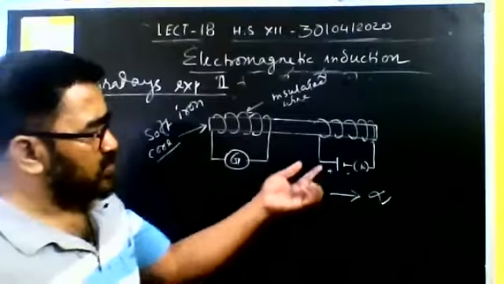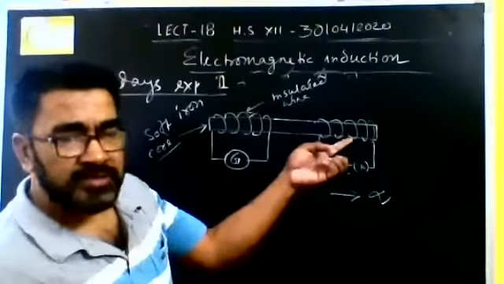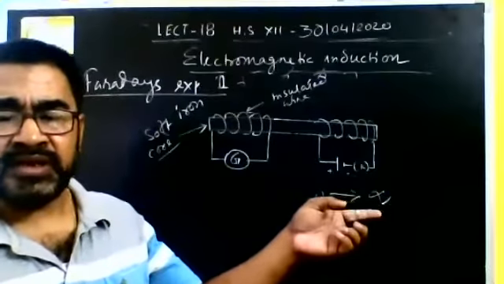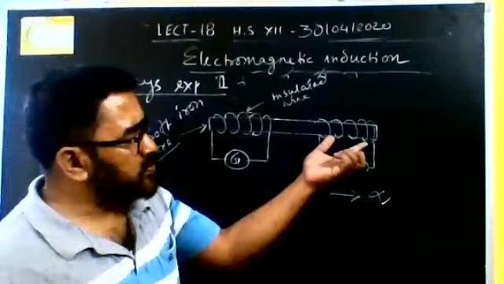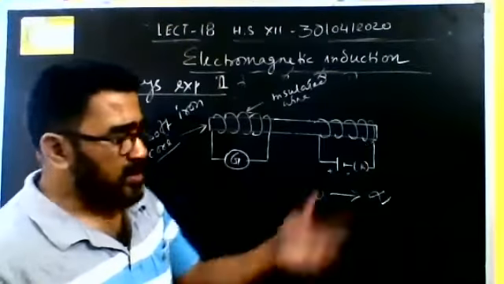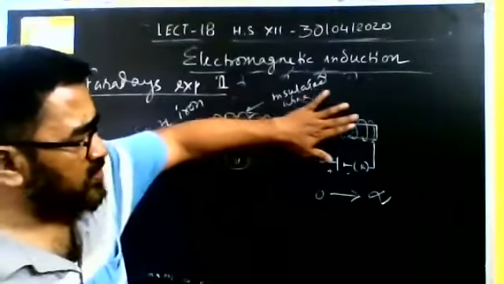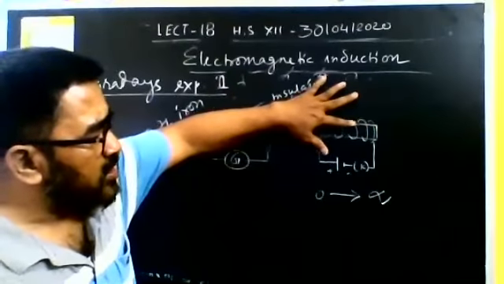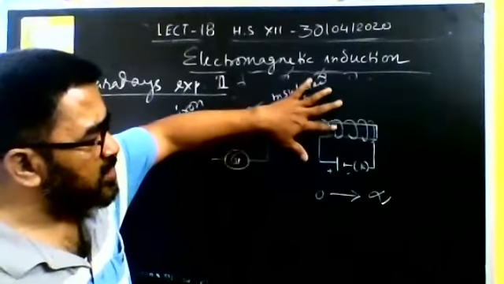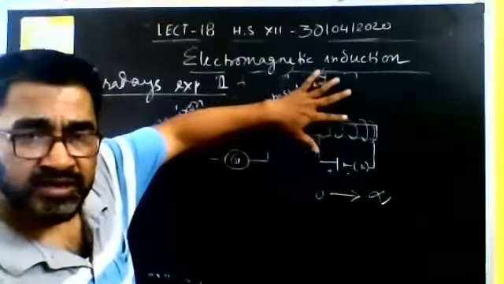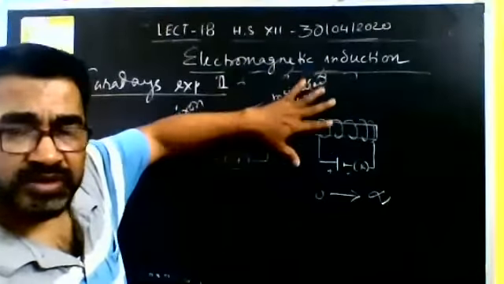So as you know, when current passes through a coil, it behaves like a magnetic solenoid. That is, it behaves like a magnet, right? As we have discussed, it is just like a solenoid. As soon as current passes through it, it produces magnetic lines of force from 0 to infinity.